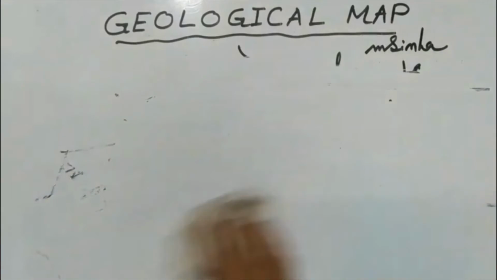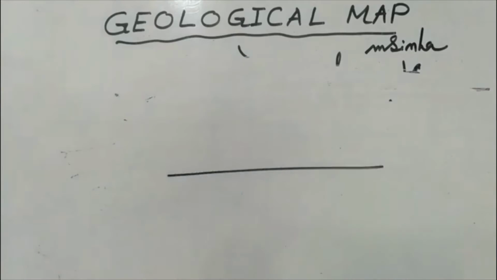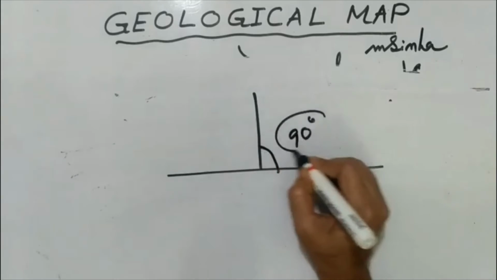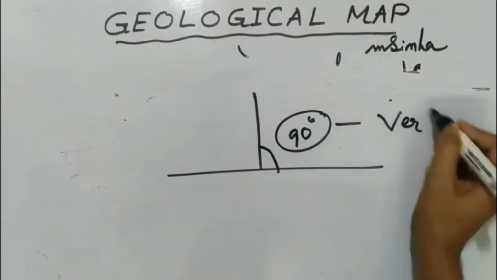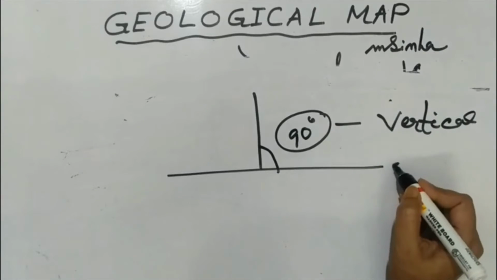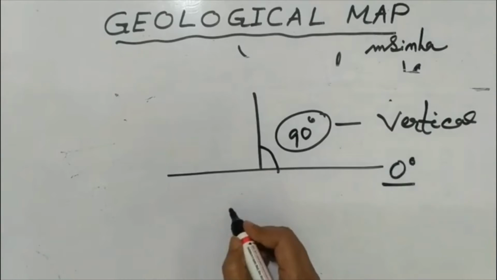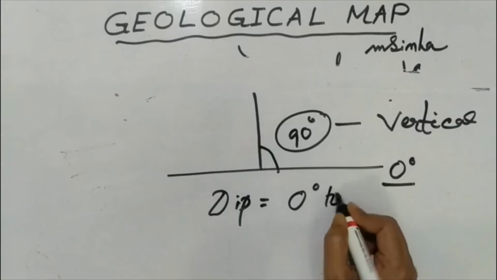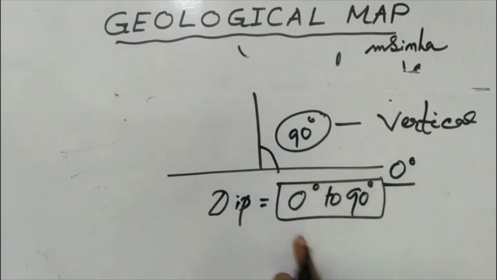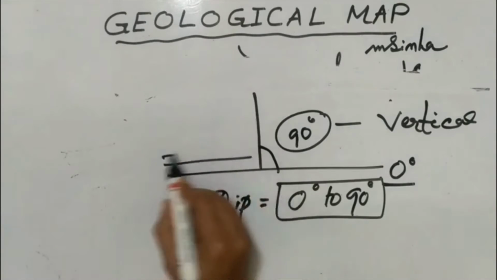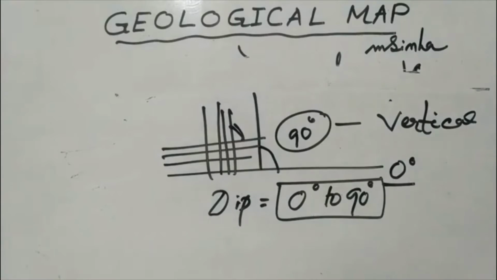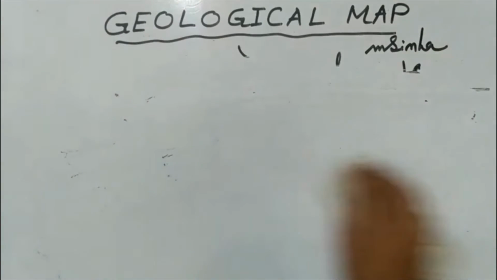Dip may be vertical and dip may be horizontal. Suppose this is the horizontal plane. This is just like a wall, it is 90 degrees. Maximum dip may be vertical, 90 degrees, and horizontal dip may be 0 degrees. So dip always shows an angular value from 0 degrees to 90 degrees. Okay, the range of dip is 0 to 90 degrees. 0 degrees means a horizontal bed, and 90 degrees means vertical beds. Okay, the range of dip is 0 degrees to 90 degrees.